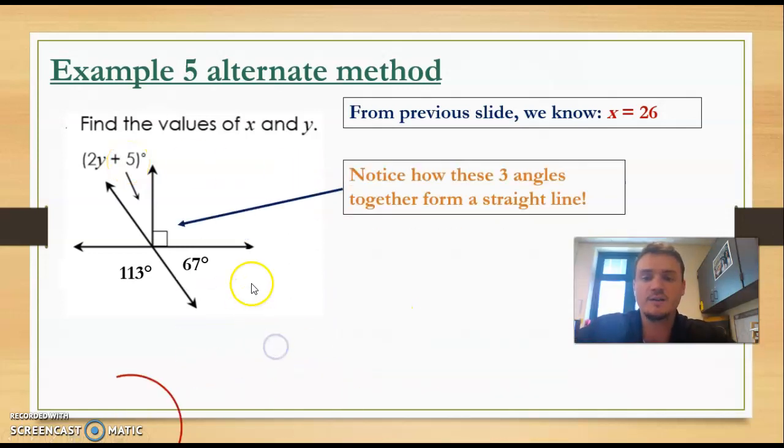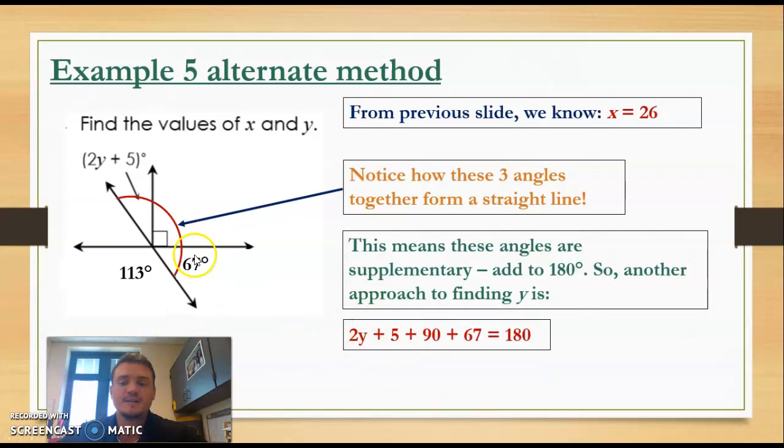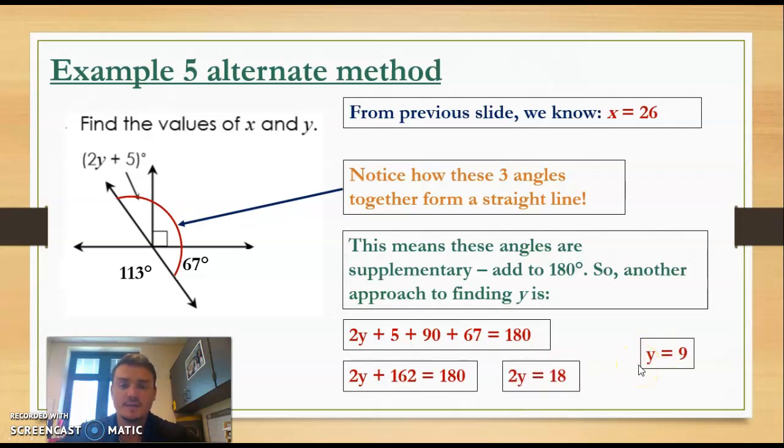The other method that we could do is recognize that these three angles together form a straight line. So if angles form a line, that means they have to add up to 180 degrees. So we should know that 67 plus this 90 degrees plus this 2y plus 5, all three of those angles added together, should equal 180, because that's the angle measure of a straight line. And then we could solve it using this method. So combine like terms on this side, and we'd have 2y plus 162 equals 180. Subtract 162 on both sides, and then we should get y equals 9 again.